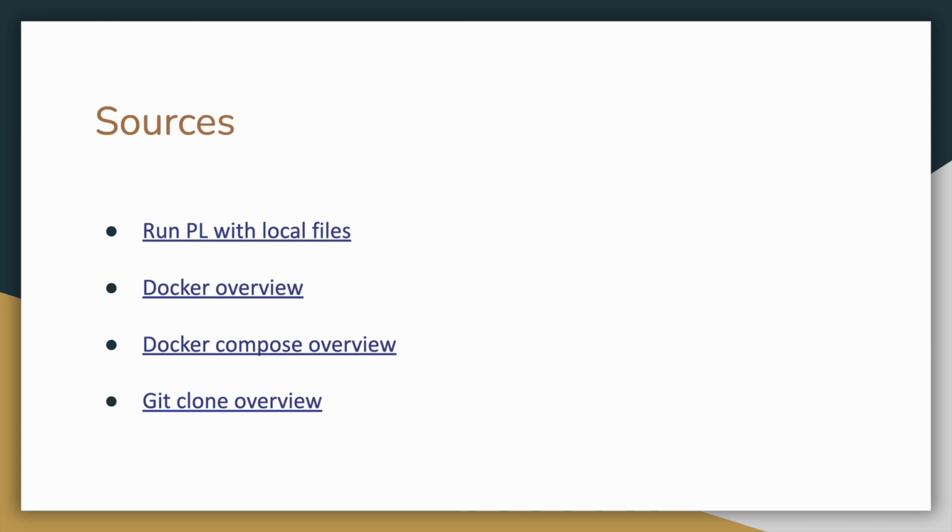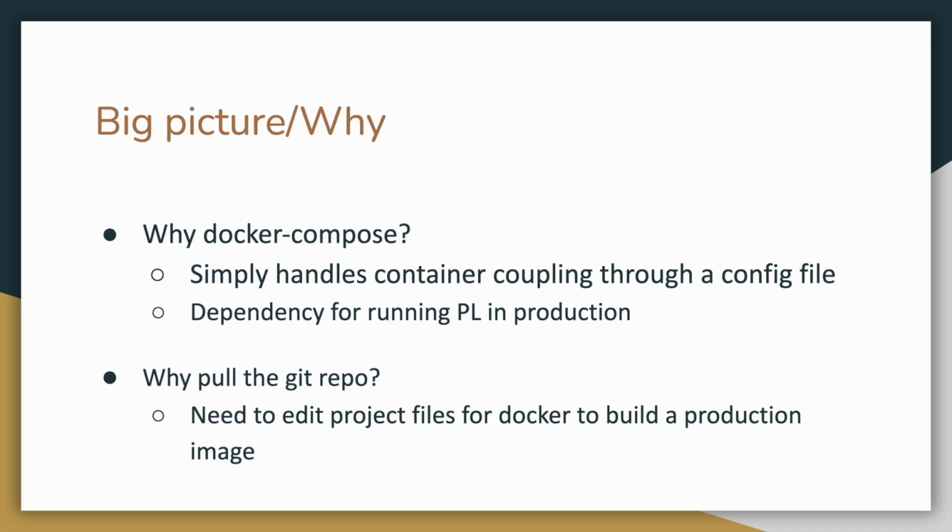You can look through these to have more info on what we're doing here and why. But just to keep it short, why Docker compose? It simply handles container coupling through a config file and also dependency for running PrairieLearn in production. Why do we need to get the Git repo? This is because we need to edit the project files for Docker to build a production image of PrairieLearn.